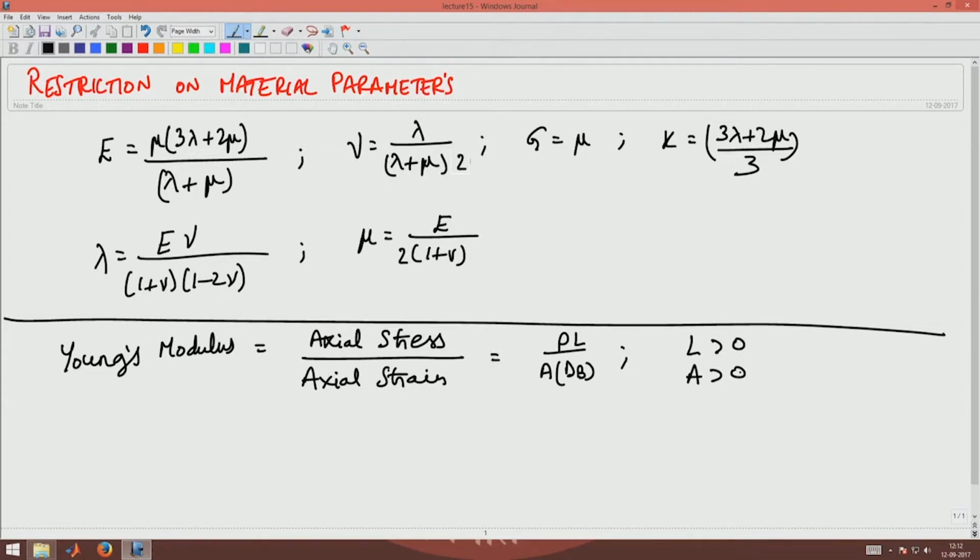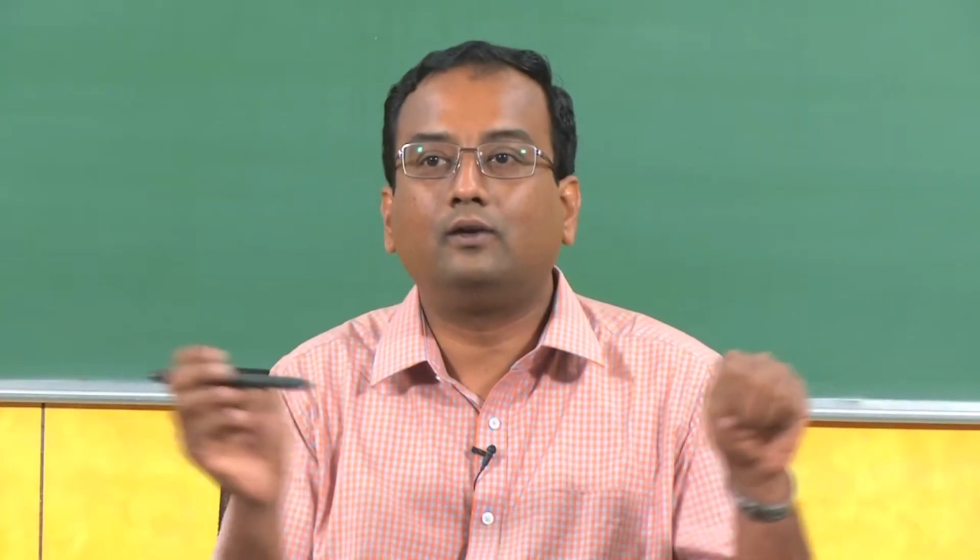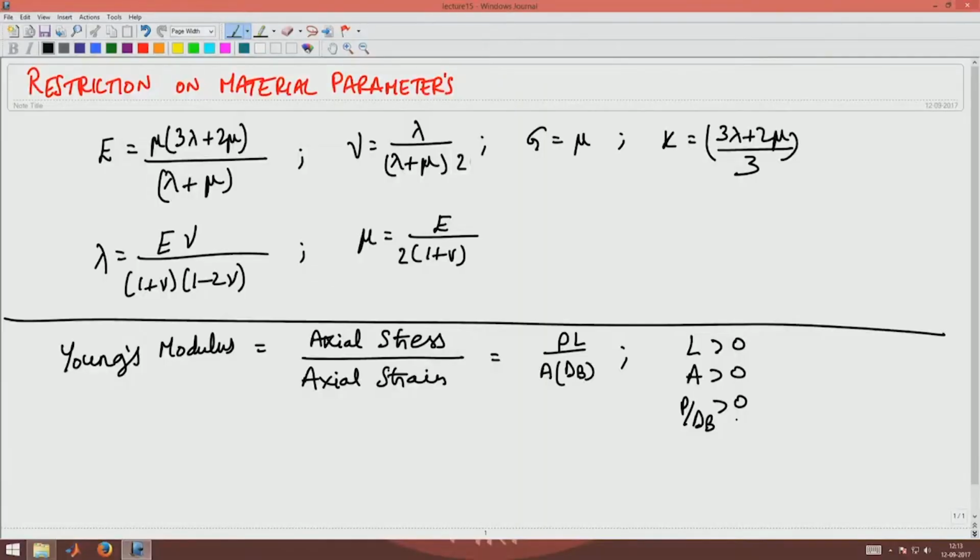If I apply a tensile force, I should get a displacement in the direction of the force, right. So P by delta B must be positive, because the displacement should be in the direction of force. If I apply a compressive force, the length will reduce, delta B will be negative. If I apply a tensile force, P will increase and delta B will be positive, and hence P by delta B has to be positive. From these restrictions you find that Young's modulus has to be a positive number.